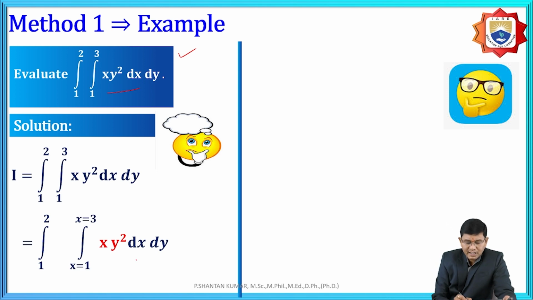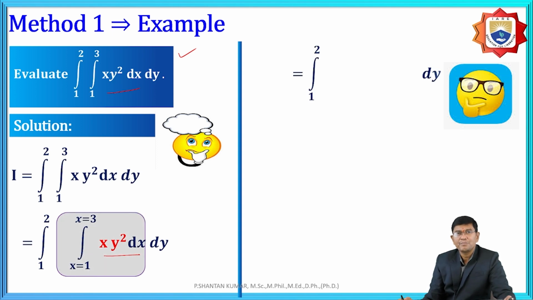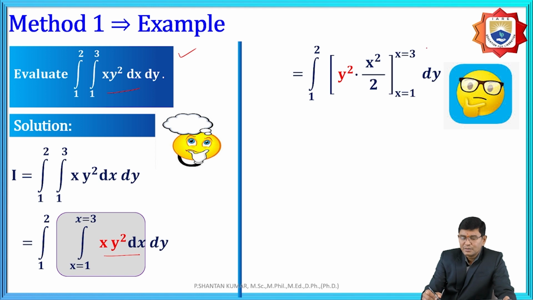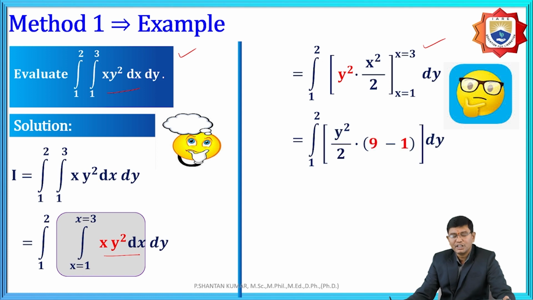While we are going to do that, first integrating with respect to x, we treat y square as a constant, therefore y square into x square by 2, with the limits. Here replacing x with the upper limit 3 and the lower limit 1, y square by 2 is a constant, that is 9 minus 1 into dy. Therefore it is 8 by 2, and 8 by 2 is nothing but 4 into y square.